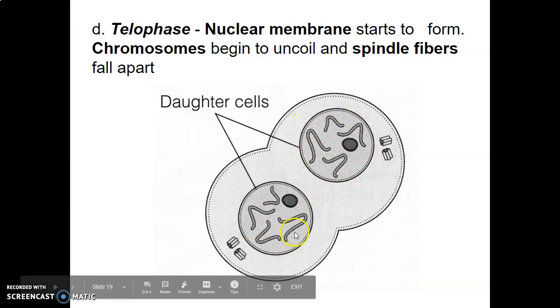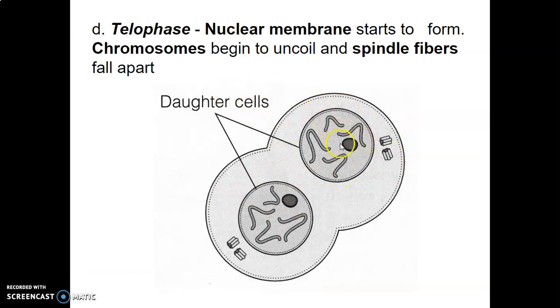So we have these chromatids that had been pulled apart, right, by these centrioles. Bloop, bloop, bloop. And what begins to happen? The nuclear membrane comes back. Chromosomes begin to uncoil, and the spindle fibers fall apart. They're not needed anymore. They're going to flake away, be dissolved into the cell.